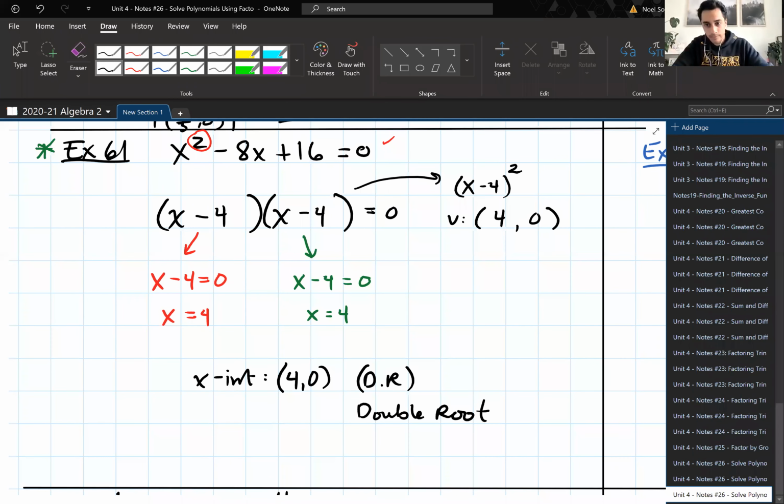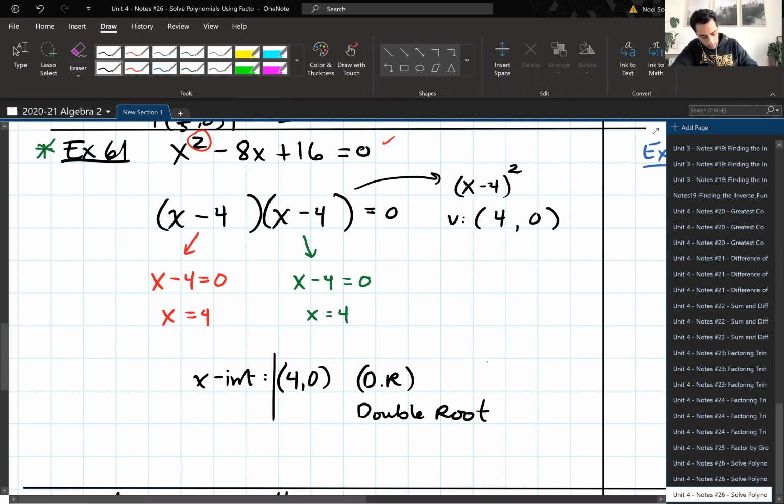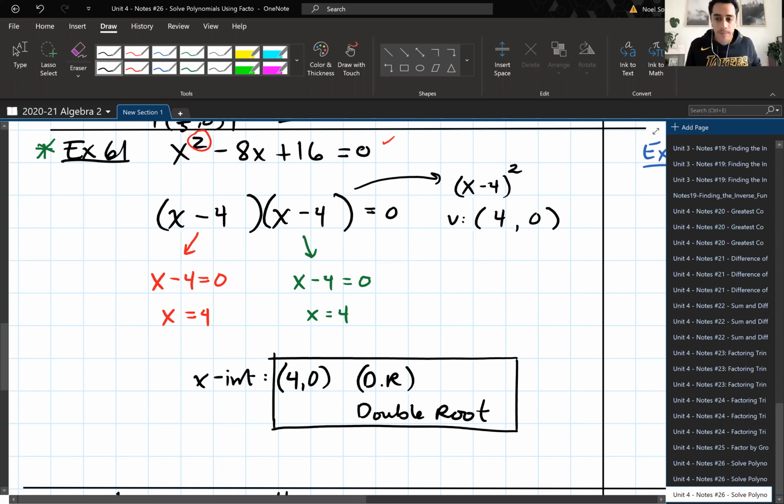Okay. All right. Any questions? So special case: there will be times where you will arrive with an intercept that is the same answer twice. Those are known as double roots.